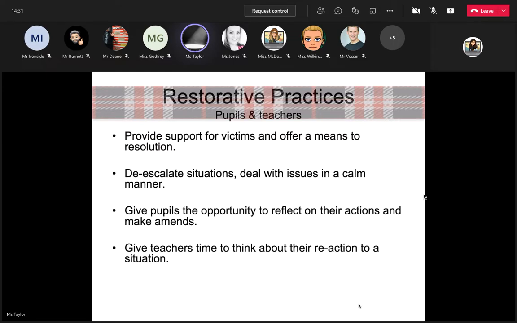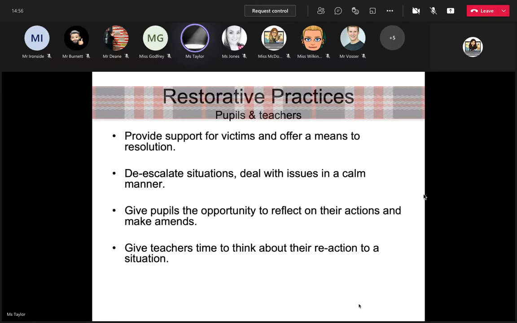The voice of the victim is really important in that, because sometimes I think when things go wrong, the focus is so much on fixing what's happened and moving forward that we maybe forget the harm that's been caused. So part of the restorative process is thinking about, well, what are the consequences of what just happened? Who has been affected by this, and how can we address that? How can we make amends for what's happened?